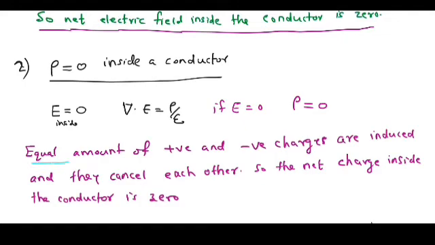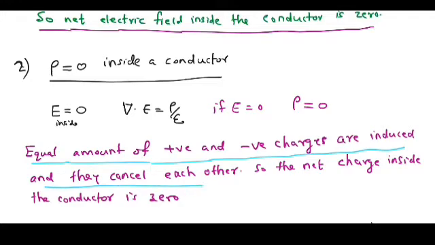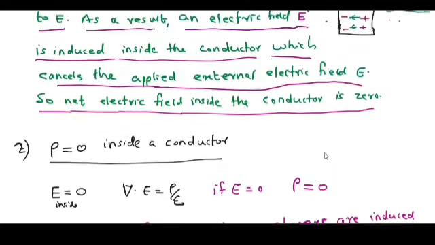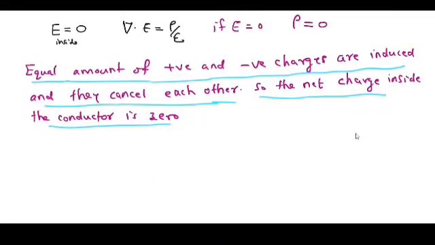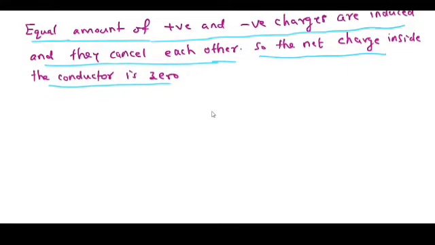I have written here, equal amounts of positive and negative charges are induced and they cancel each other. So, the net charge inside the conductor is 0. As I explained earlier, the number of positive charges induced here will be exactly equal to the number of negative charges induced here. Therefore, the total charge induced will be 0. That means rho will be 0. Therefore, the electric field inside the conductor is 0. All the charges go to the surface. No charges exist inside the volume.